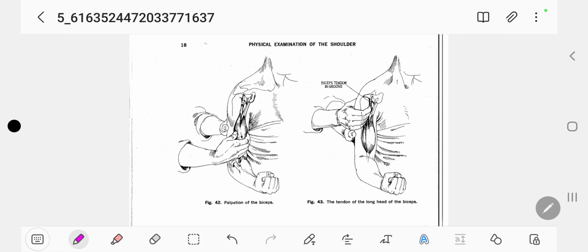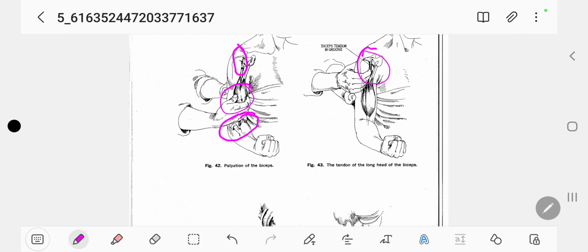The palpation of the biceps. Palpation of the biceps starts with palpation from its insertion, go above, palpate the belly, palpate the long head of the biceps and bicipital tuberosity. The elbow is flexed in a fist, and we are making the biceps muscle prominent, that helps us in easy palpation.